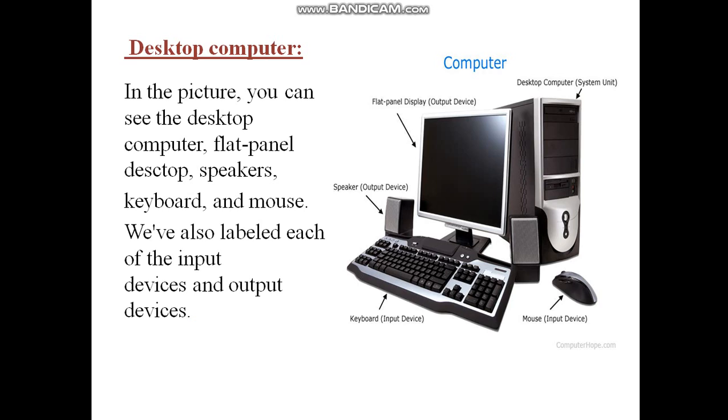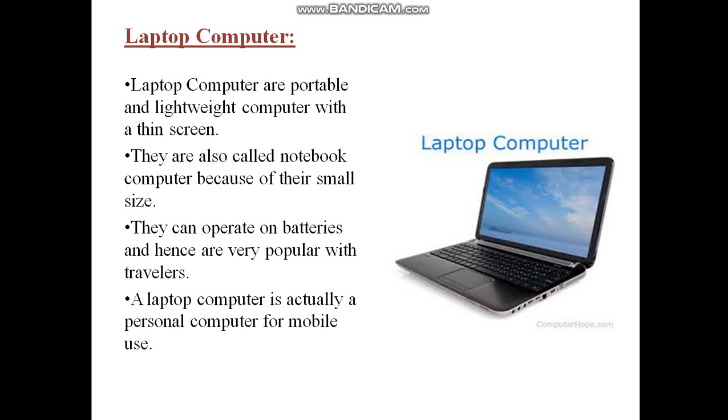Here, this is the figure of a desktop computer. In this picture you can see the desktop computer, flat panel display, speakers, keyboard and the mouse. We have also labeled each of the input devices and the output devices. First is a flat panel display, which is an output device. Second is a speaker, which is also an output device. Third is a keyboard, which is an input device. Fourth is a mouse, it is an input device. And fifth is a desktop computer system unit, which controls the computer.